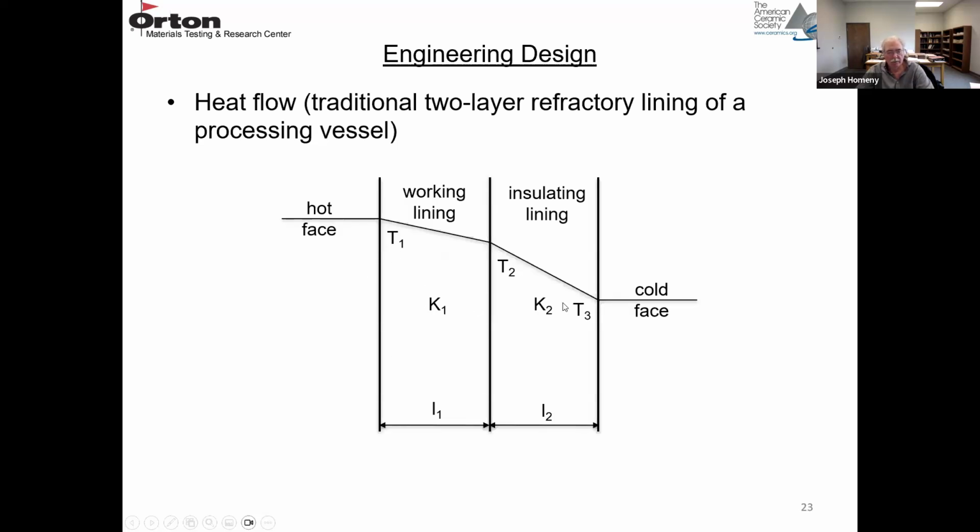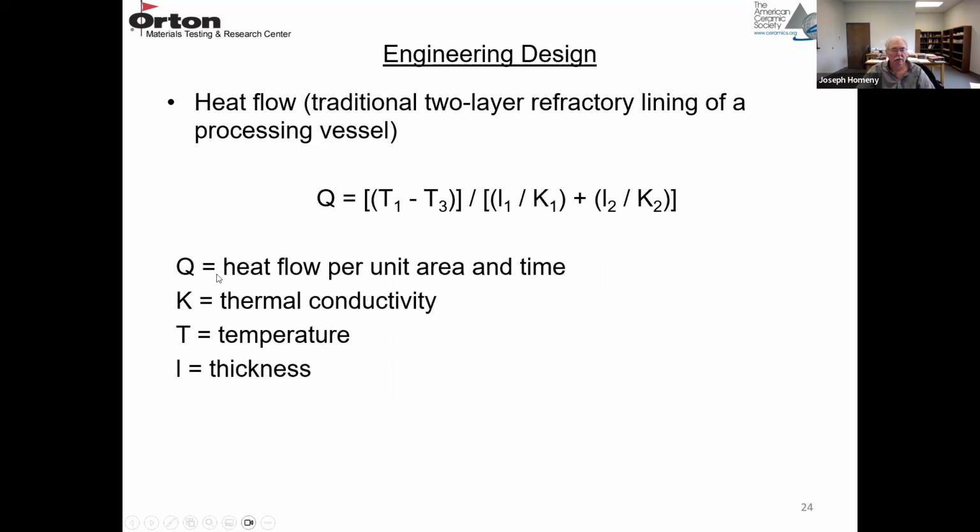So this is just a diagram of a two-layer refractory lining. This is the working lining. It has thickness L1, and the thermal conductivity is K1. This is the insulating lining, thickness L2, and then its thermal conductivity K2. This would be the hot face, the highest temperature T1. This would be the cold face, the lowest temperature T3. And then at the interface of the two linings, there's another temperature T2.